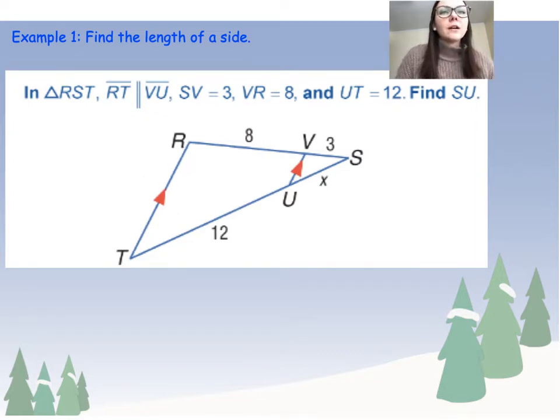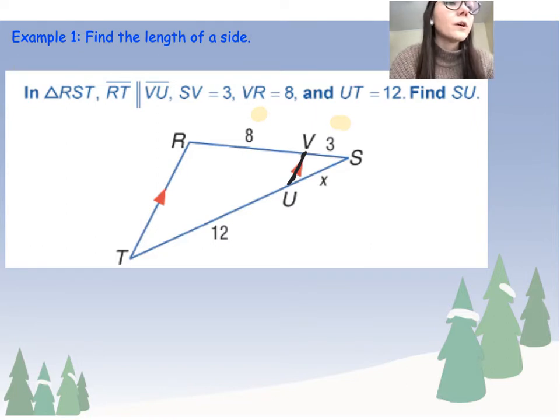It says in triangle RST, segment RT is parallel to segment VU, and SV equals 3, and all these other lengths are given there. We want to find the length of SU. So let's set up our proportion. As I briefly touched on earlier, as long as you're consistent in how you're comparing the ratios for your proportion, you're going to be just fine. Some people wonder, does it matter? Do I start with 8 or 3? No, as long as you're consistent on the other side.